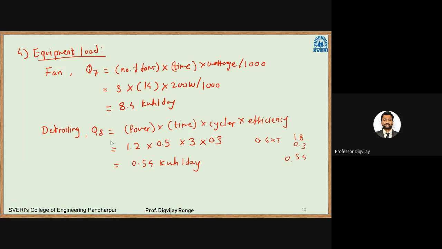Okay, this will be the equipment load. So this also you can take cumulatively. So this will be equal to Q7 plus Q8, so 8.4 plus 0.54. So this will be 8.94 kilowatt hour per day.